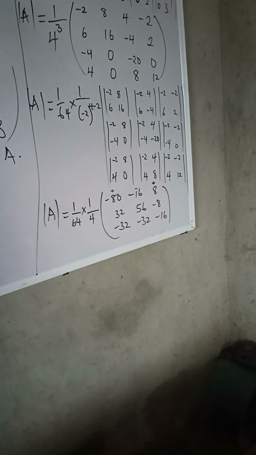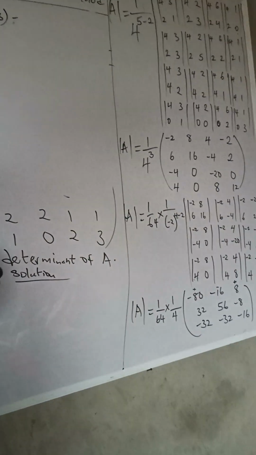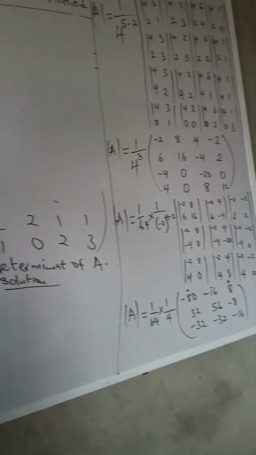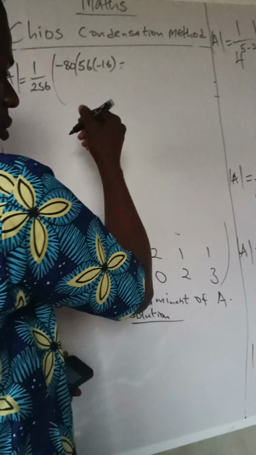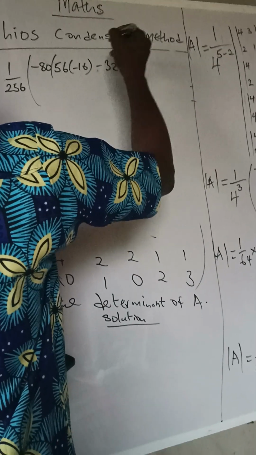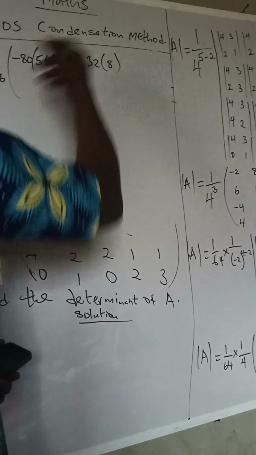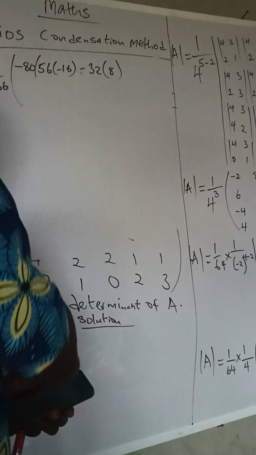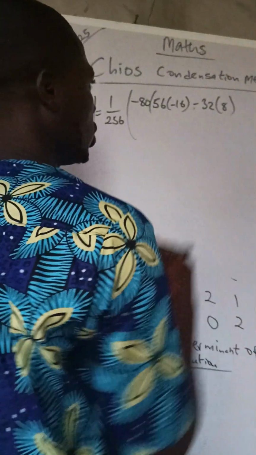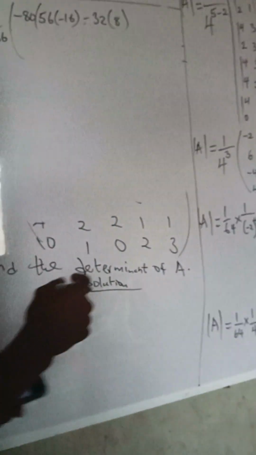So this is going to be 56 into minus 16 minus, so minus times minus has become plus. So you have 32 into 8. Because when you have minus times minus, it will still give you plus. So there's no need of putting minus 32 into minus 8. You can just simply write 32 into 8. Alright, so we're done with that.